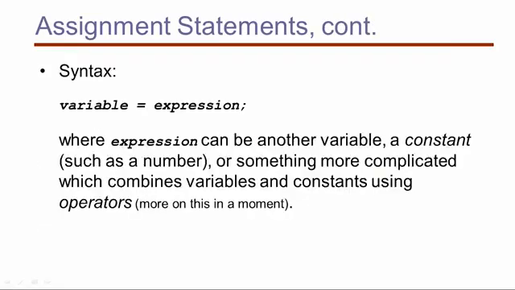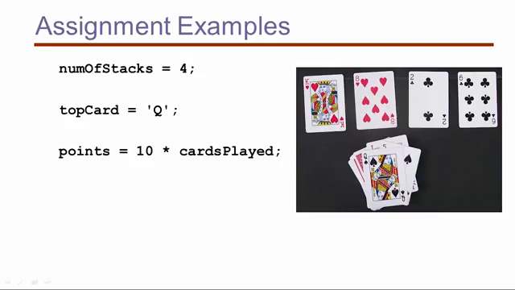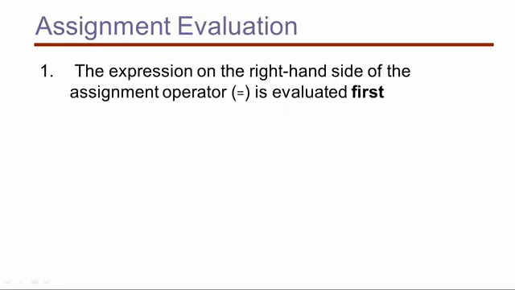The syntax of the assignment statement places the variable on the left, followed by the assignment operator, and then finally an expression that produces the value you wish to assign to the variable. We will learn more about expressions in a moment. Note that the variable to be given a new value is always on the left of the assignment operator, and the expression is on the right. Some simple examples include assigning the value 4 to the variable num of stacks, or assigning the value of the character Q to the variable top card, or assigning the value 10 times the value of cards played to the variable score.